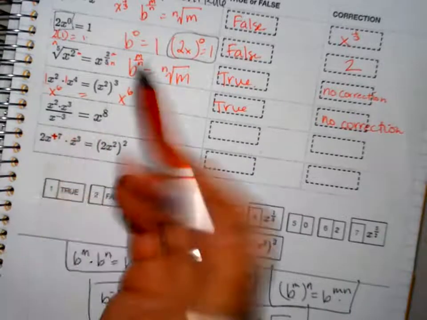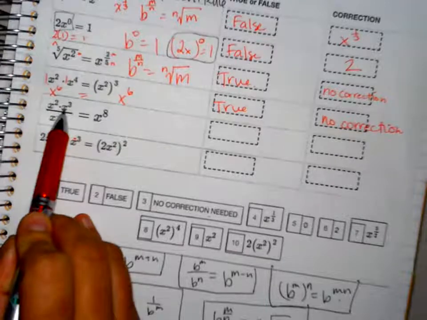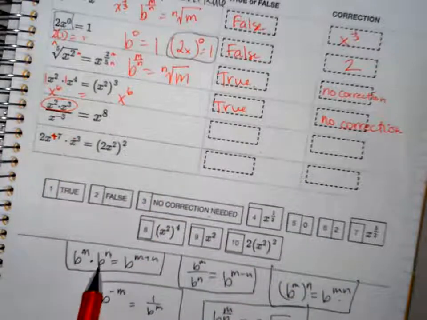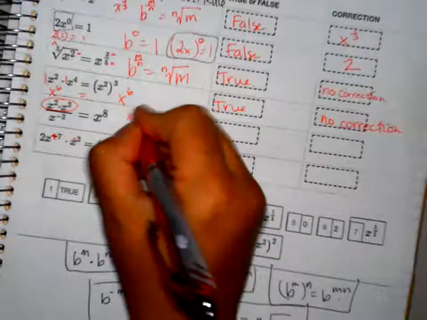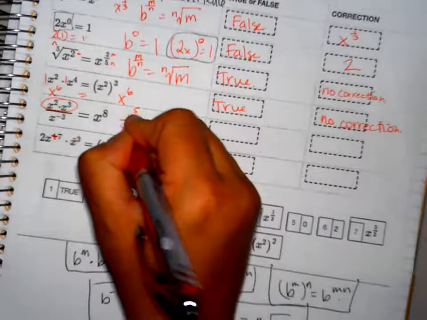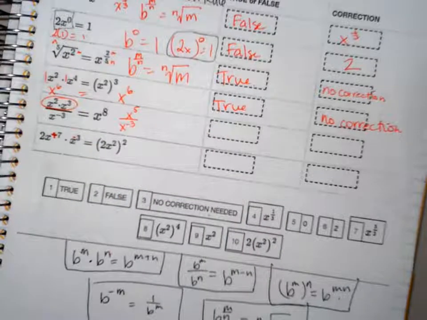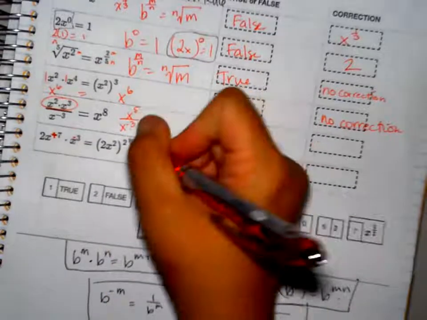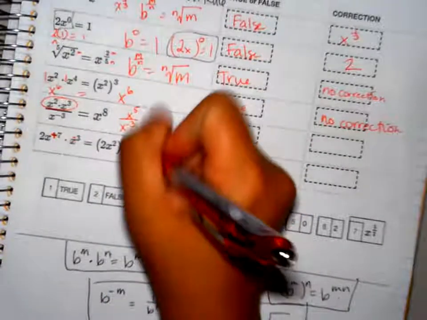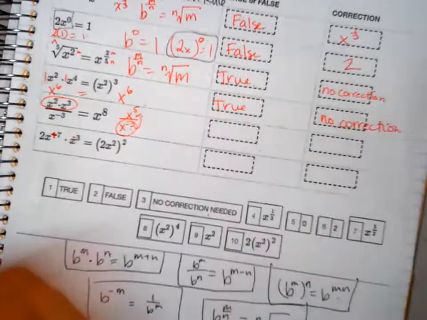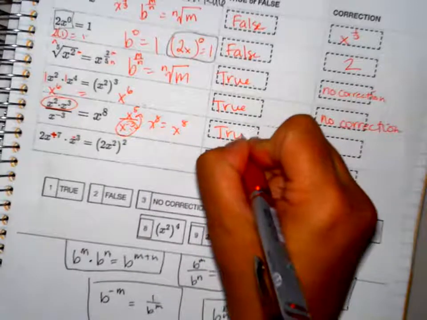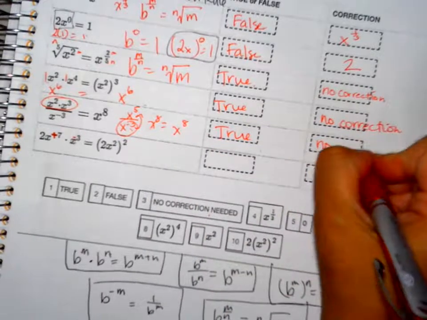So let's try this. Multiply your coefficients, add your exponents. If I'm just looking at this part right here, this part right here is the same as this. So I'm going to get x to the 5th all over x to the negative 3rd. Okay? You know you can't have a negative exponent. So these guys are negative down here. You need to bring them up here. So we're going to take all of this and move it up here. So I'm going to get x to the 8th, and that's going to equal x to the 8th. That is true. And this one also is no correction.